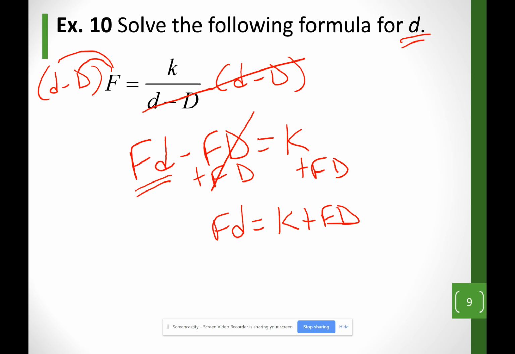All right, to get little d by itself, let me divide both sides by f. And I'm going to get d, little d, is equal to k plus fd over f.